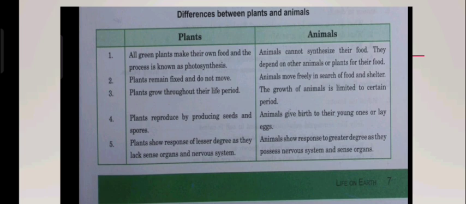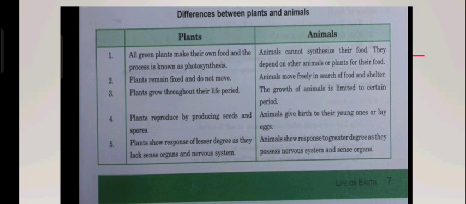Fourth point, plants reproduce by producing seeds and spores. If we sow a seed, it will develop into a plant, and with the help of spores also plants reproduce. Coming to animals, some animals give birth to their young ones, and some animals lay eggs.